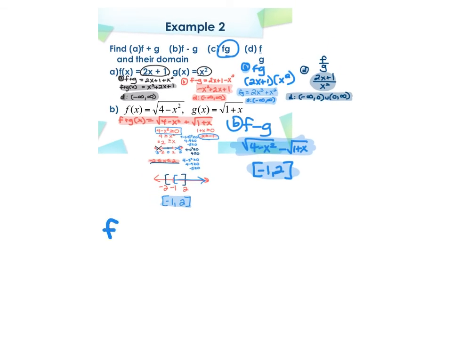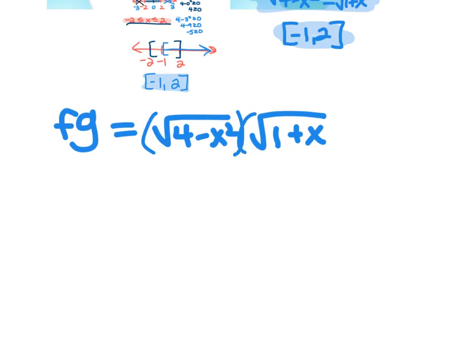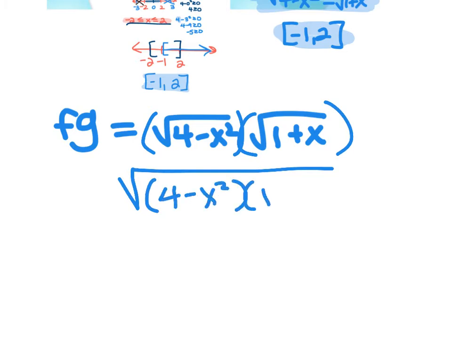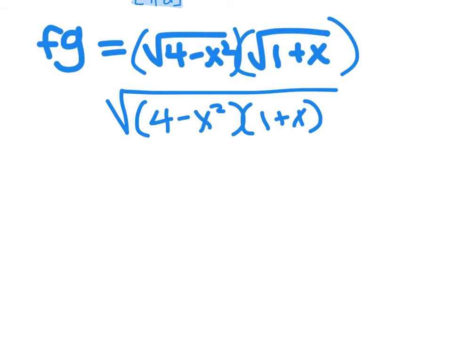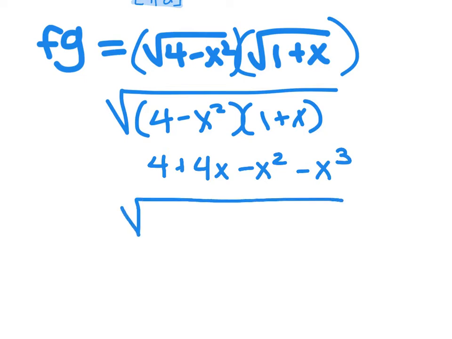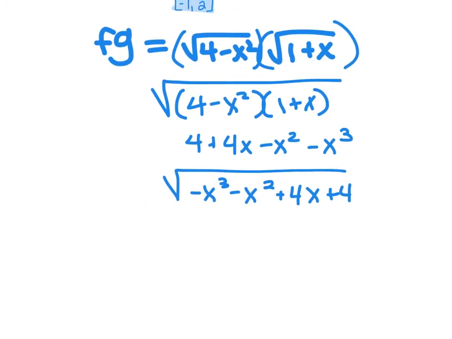And then I would do f times g. So I get the square root of 4 minus x squared times the square root of 1 plus x. Can you multiply square roots? Can I multiply like root 3 times root 4? Yeah, they just have to be both square roots, right? I can't do a cube root and a square root. It has to be the same. So if I multiply these, the square root stays over them, and then I would FOIL out what's underneath. So I have 4 plus 4x minus x squared minus x to the third. And in order, it looks like that.